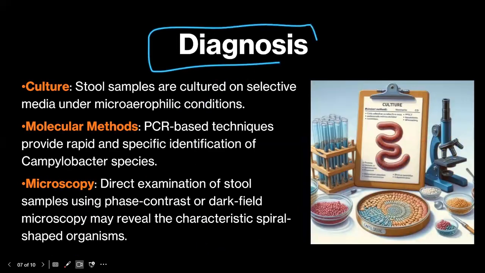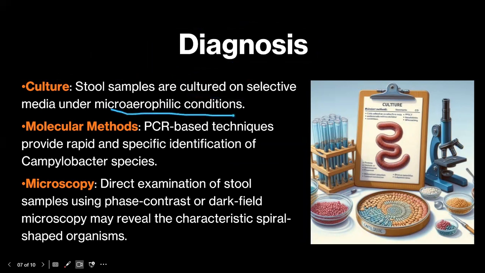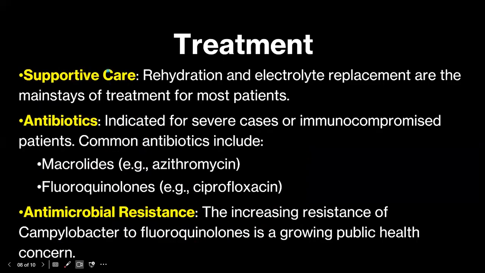Next, how will we diagnose the Campylobacter? First one is the culture. Stool samples are cultured on selective media under microaerophilic conditions, as we have discussed. These are the favorable conditions for the Campylobacter. Next, molecular methods like PCR: we can detect the genetic material of the Campylobacter species through polymerase chain reaction. Microscopic direct examination of the stool samples using phase contrast or dark field microscopy reveals the spiral shaped microorganisms.